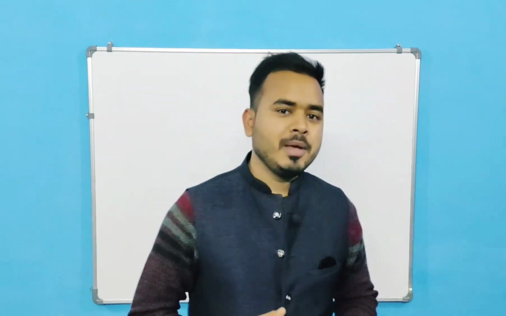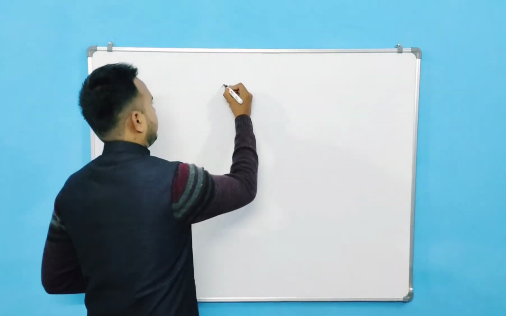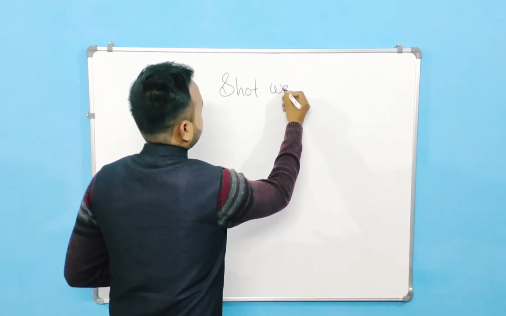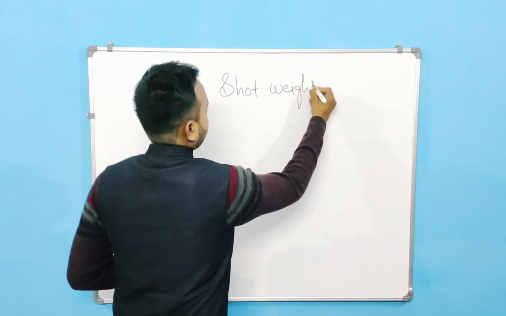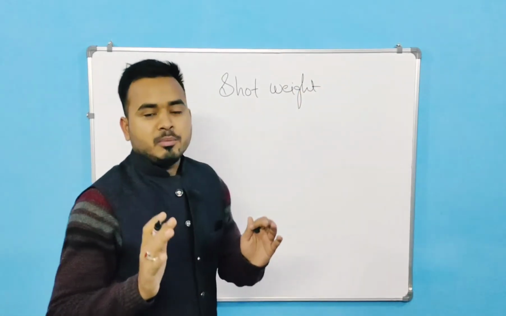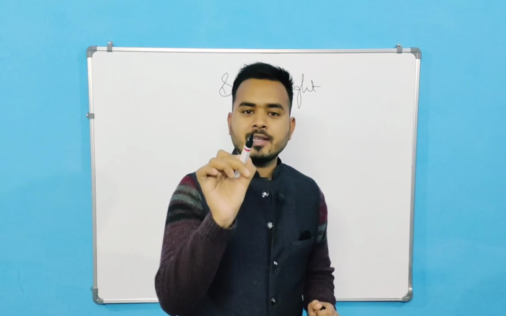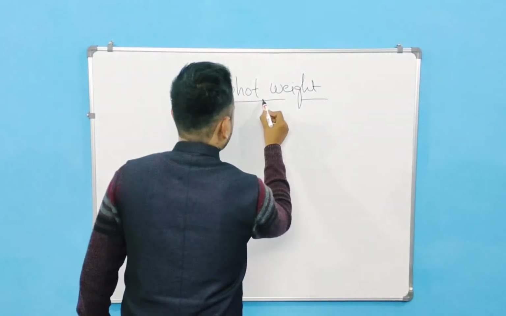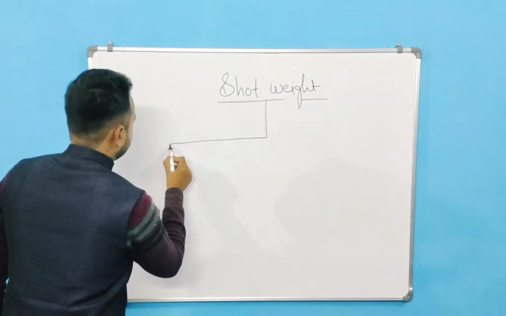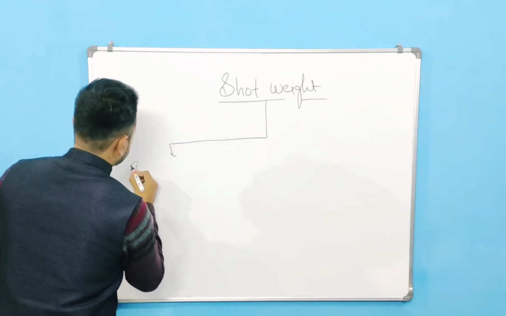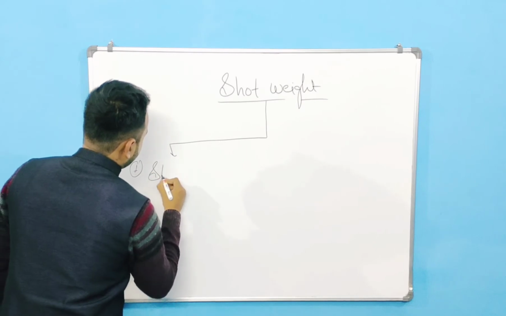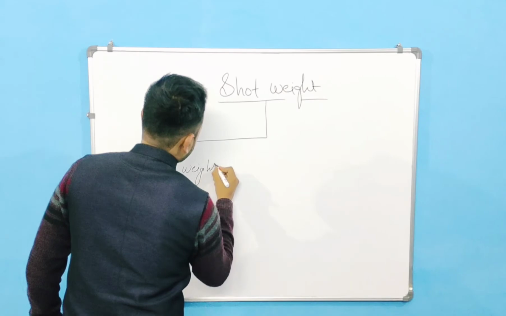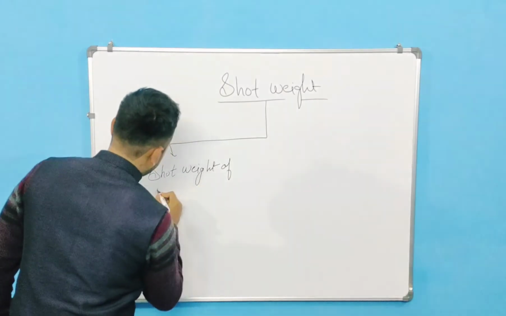Our today's topic will be, I'm going to tell you about the short weight. Now, the short weight. And the most important thing, that short weight has been divided in two parts. Remember how? So let's see. Number one is short weight of the machine.